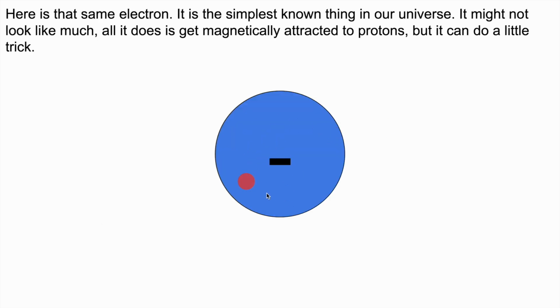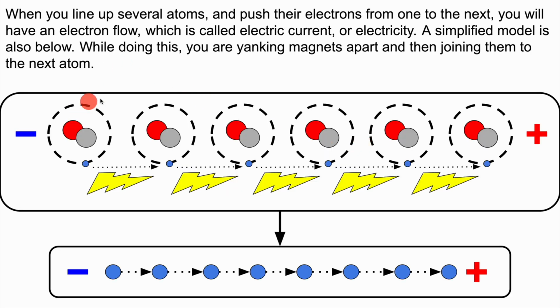It's important that you focus on this blue electron because it's the simplest thing in our universe, and although it's pretty simple, it does a very complicated but useful trick. When you line up several atoms like this, and you shove their electron, ripping it from the magnetic pole here to the next, so that it's magnetically attracted here, and you do this for several atoms, you will get an electric current. We call this electricity. Because we are pushing the electron and attracting it here, we get a general positive attraction here and a negative repulsion here. And this entire system can be simplified to this.